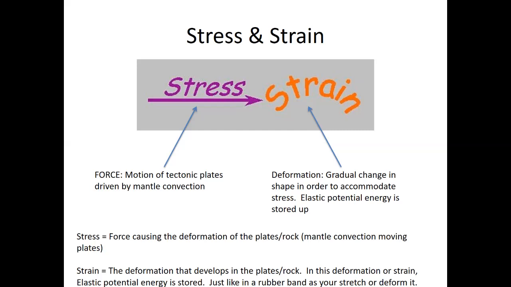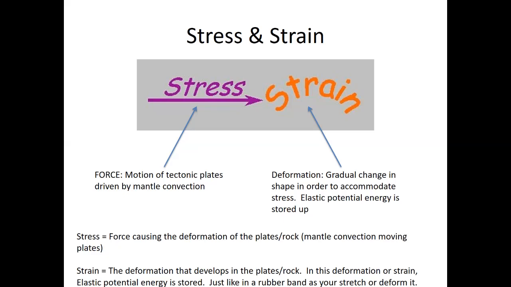And this strain, deformation, is a gradual change in shape of the rock in order to accommodate the stress. And so a rock can deform in multiple ways. It can be brittle, it can crack or fracture. In the mantle, it's ductile. We talked about this at the beginning of the semester. It can be ductile or it can be elastic. And whenever an object or material deforms elastically, energy is stored in the object. It's called elastic potential energy. It's like when you stretch a rubber band, the further you stretch it, the more energy is stored in it. And when you let go, it snaps hard back. So whenever a rock deforms elastically, elastic potential energy is stored up in the rock.